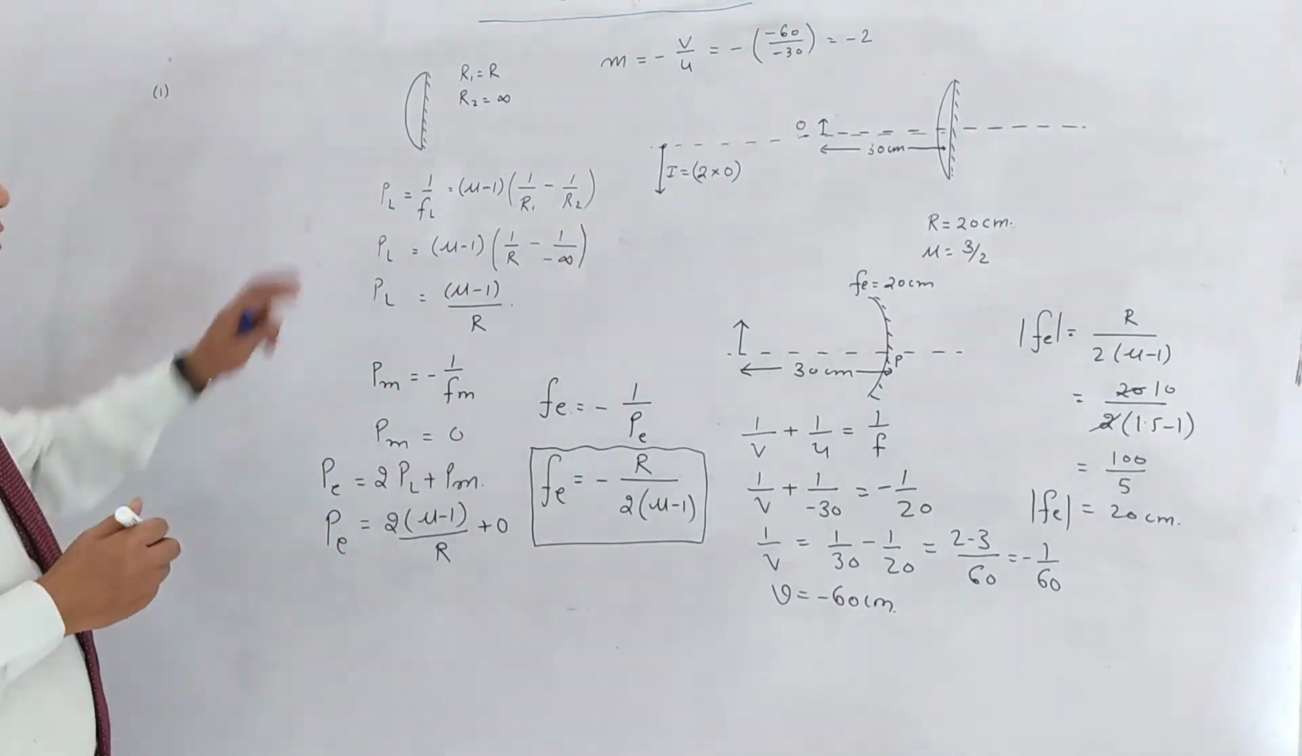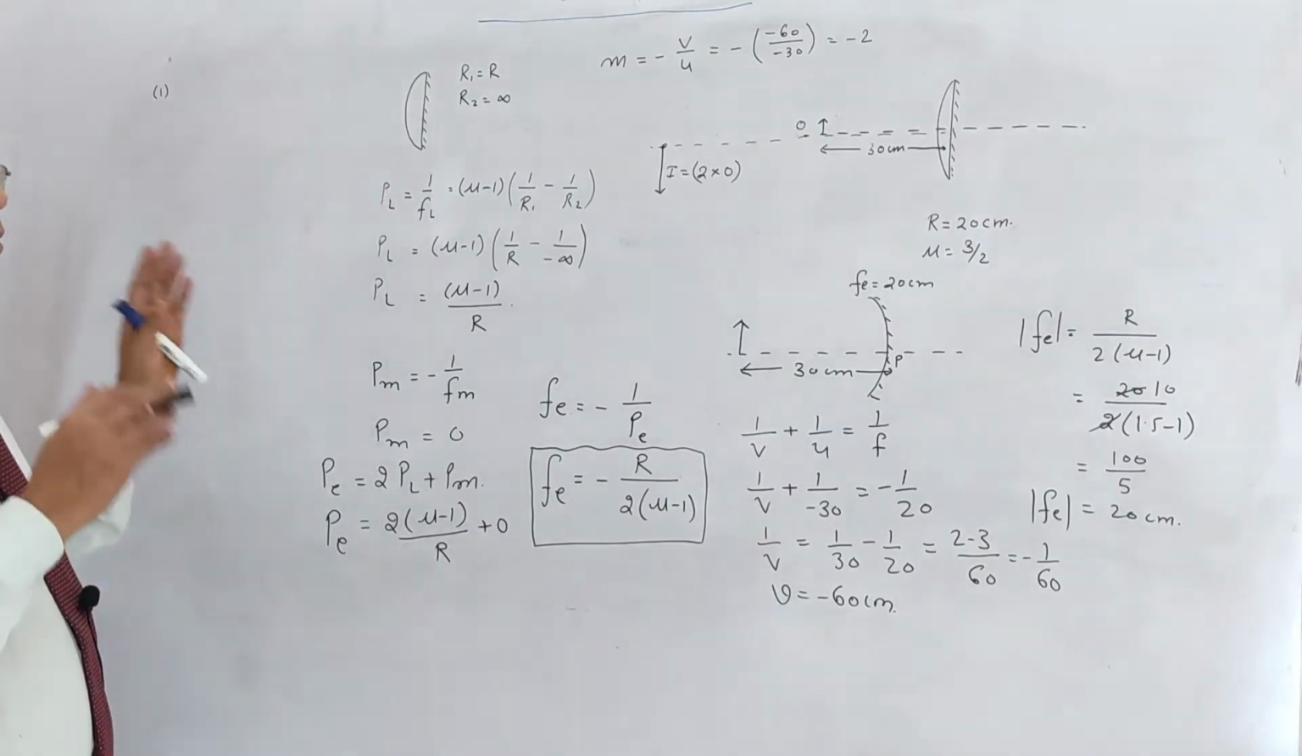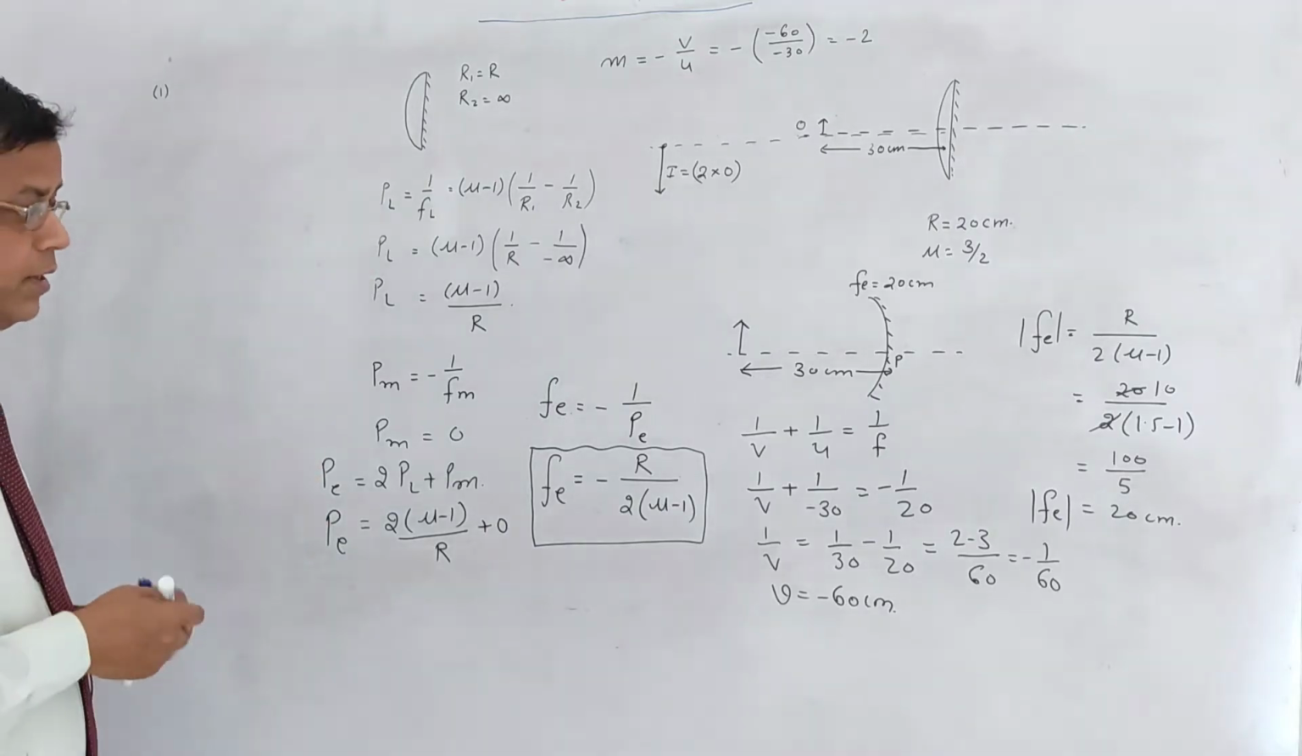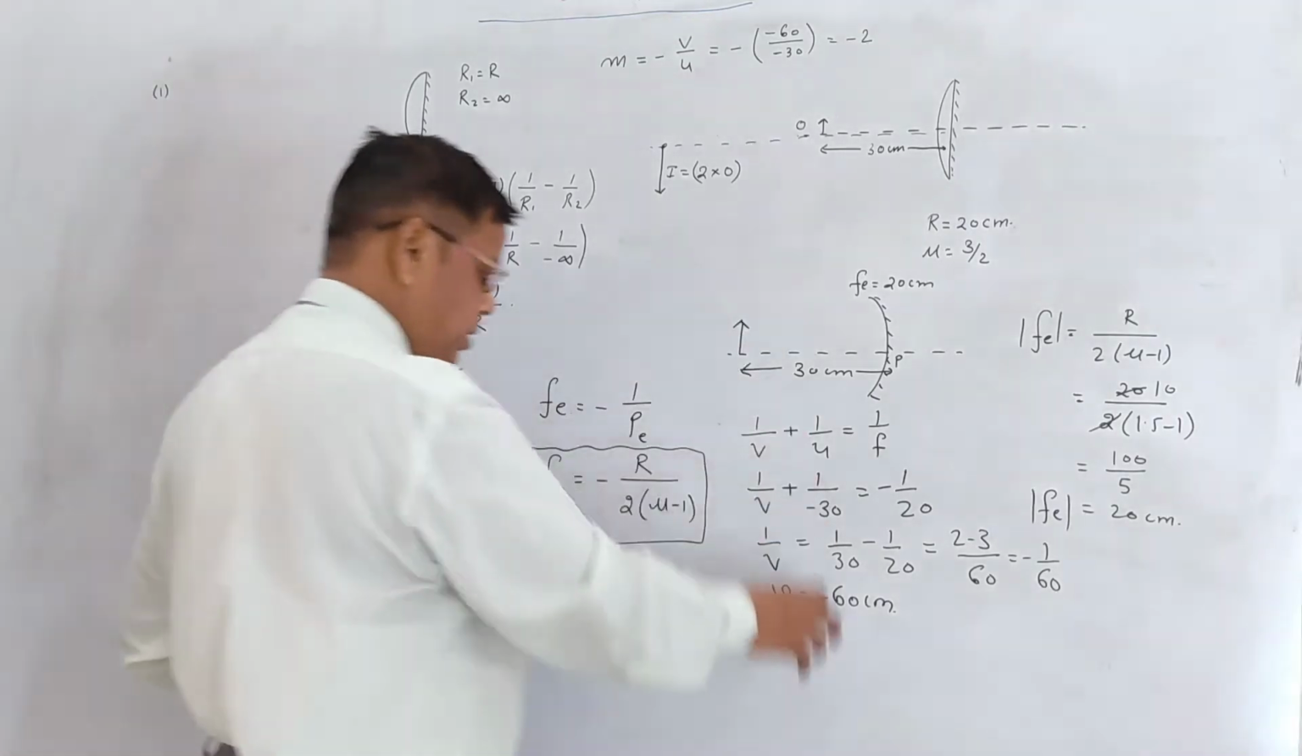So first you have to find the equivalent focal length, and then replace this lens by a mirror of that equivalent focal length, and then use the mirror formula to solve the question.